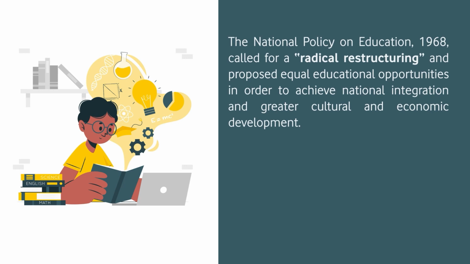So here we can see that the National Policy on Education 1968 covers education from elementary level to school level to higher education, in both rural and urban areas, and it points out different problems of accessibility, quality, quantity, utility and much more. The National Policy on Education 1968 called for a radical restructuring and proposed equal opportunities in order to achieve national integration and greater cultural and economic development.